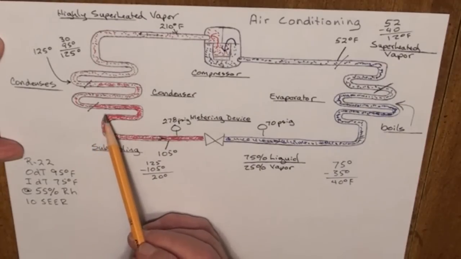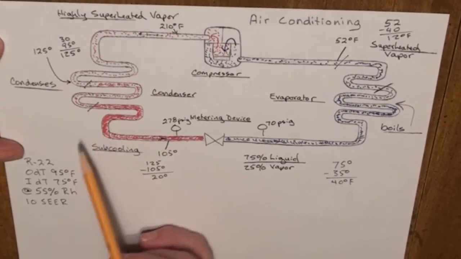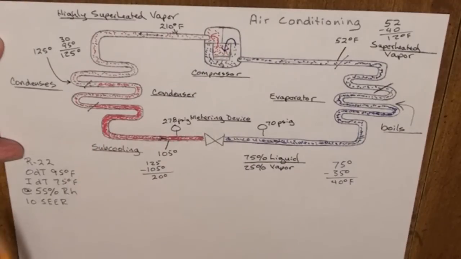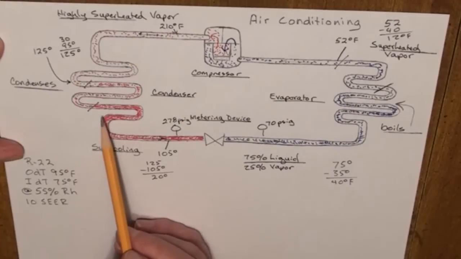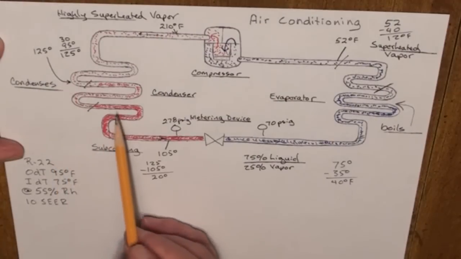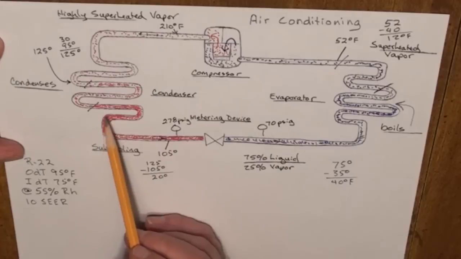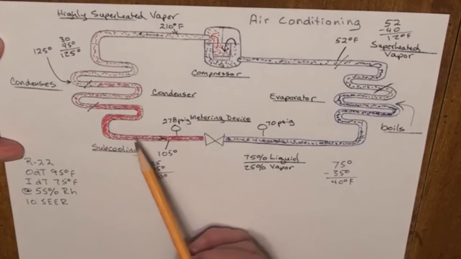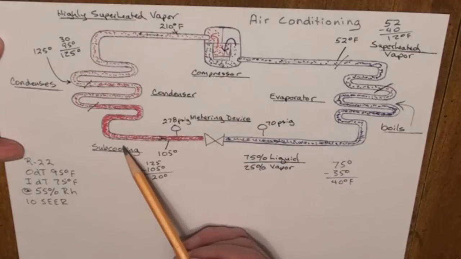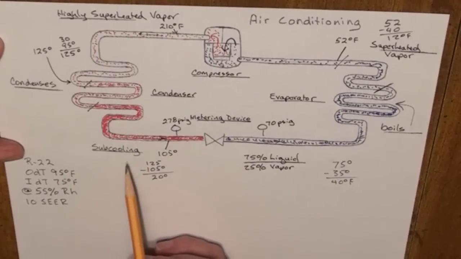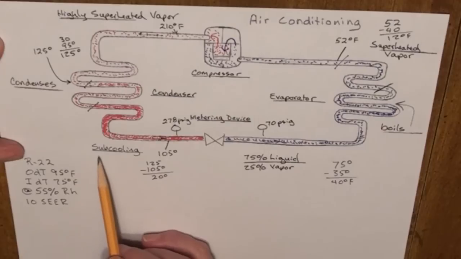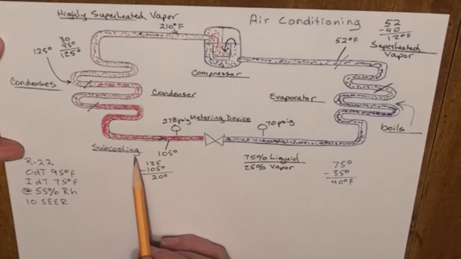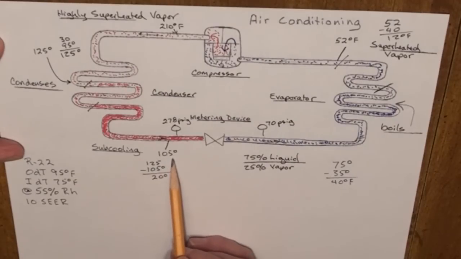It now begins to reject sensible heat. This is heat that we can measure with a thermometer. It rejects heat. We're going from 125 down to 120, 115, 110, 105. It leaves the condenser as a subcooled liquid at 105 degrees.